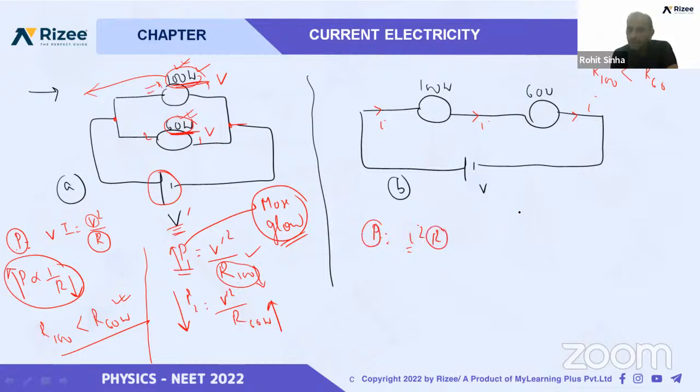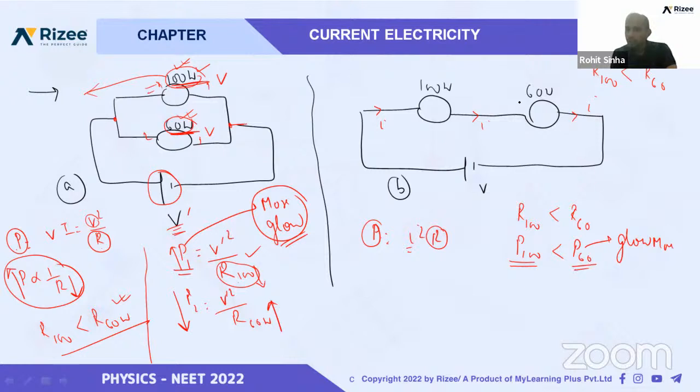Now we will say that since the 100 watt bulb has a lower resistance than the 60 watt bulb, the power of the 100 watt bulb will be less than the power of the 60 watt bulb. That is power consumed, power wasted in losses in heating. More heating in 60 watt means it will glow more, because these devices are based on a heating element. So more heat losses means more glow.